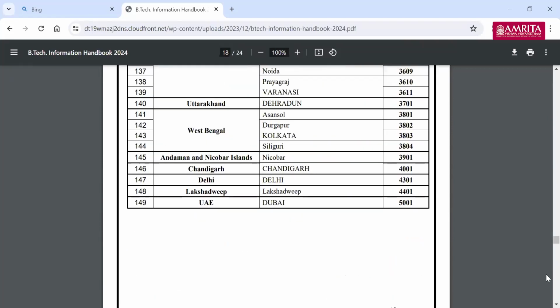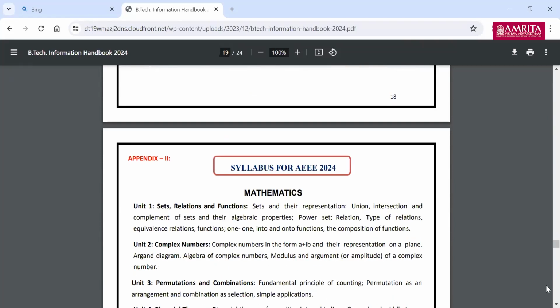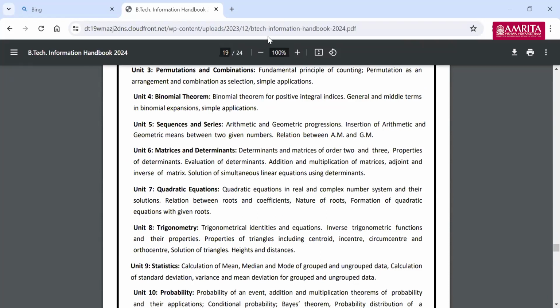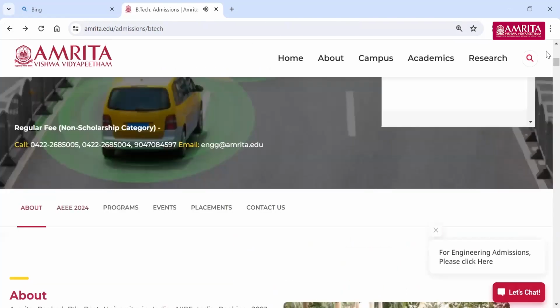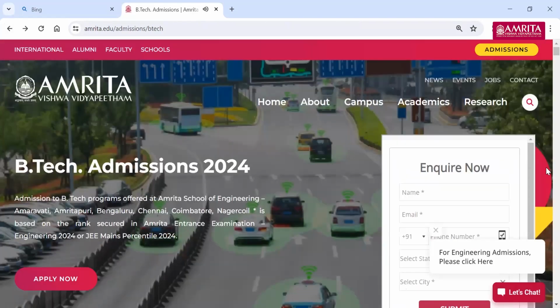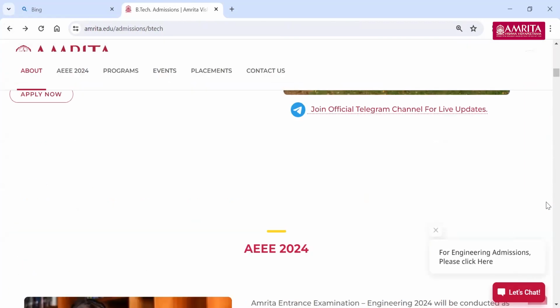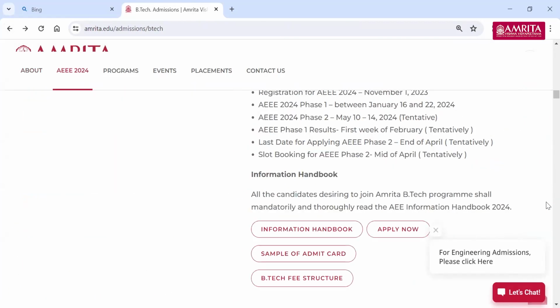So just go to the information handbook, because it contains all the information related to examination. What you have to do is go to the BTech page. You have to just lower this, and here you can find the information handbook.